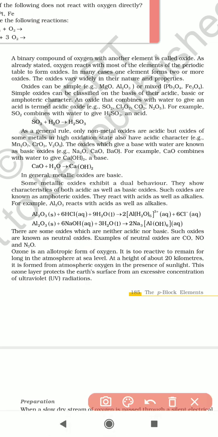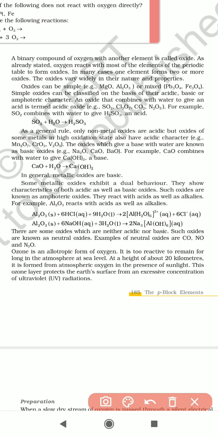A binary compound of oxygen with another element is called an oxide. As already stated, oxygen reacts with most of the elements of the periodic table to form oxides. So with almost all the elements in the periodic table, metals and non-metals, oxygen reacts to form oxides.